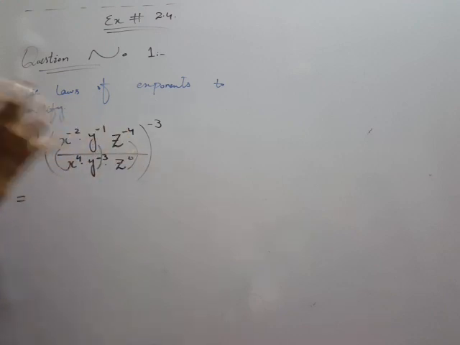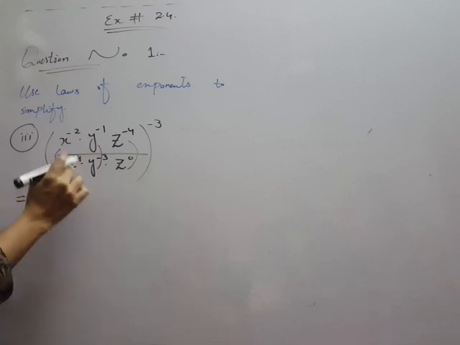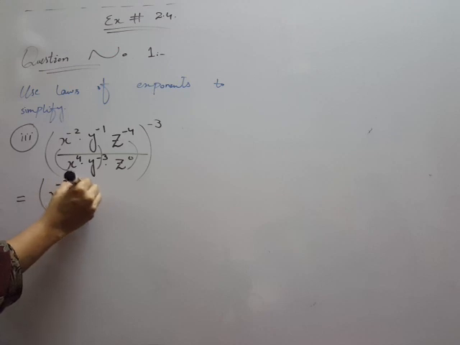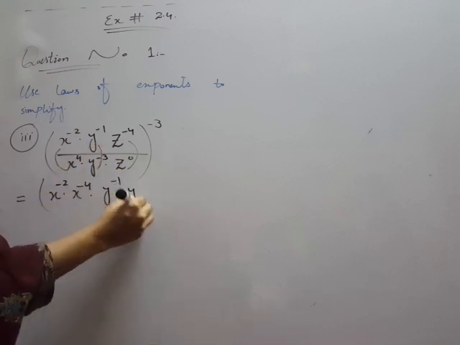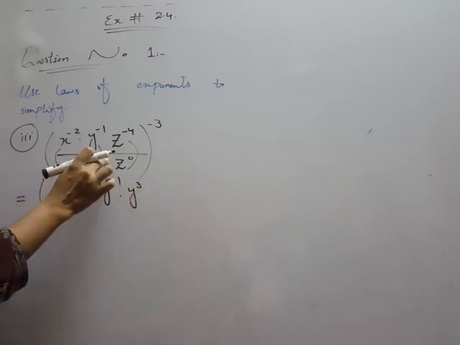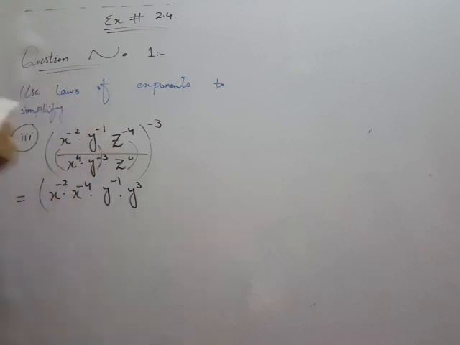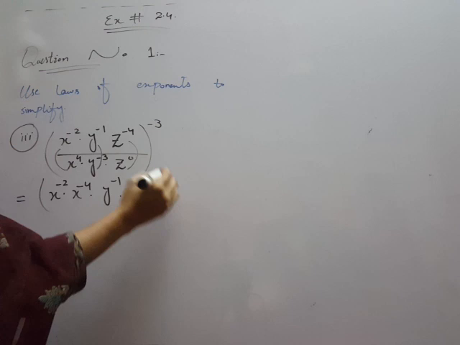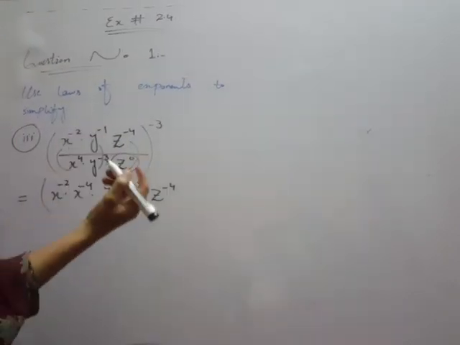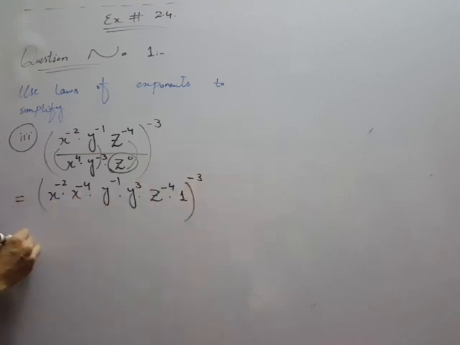Okay, all same variables together. This is x raised to power minus 2 and this is x raised to power 4, so it will become x raised to power minus 4. Okay, y raised to power minus 1 will become y raised to power 3, because here the power is negative; when I write it in the numerator, it will be positive. Here z raised to power minus 4, and we know that z raised to power 0 is equal to 1, so it is only multiplied by 1, and whole power is minus 3.